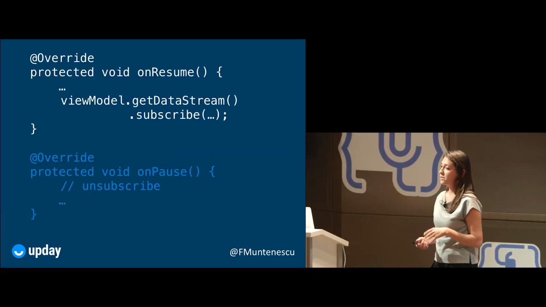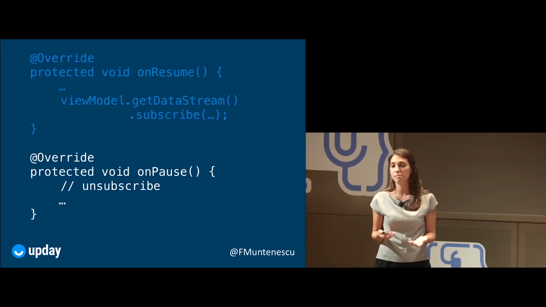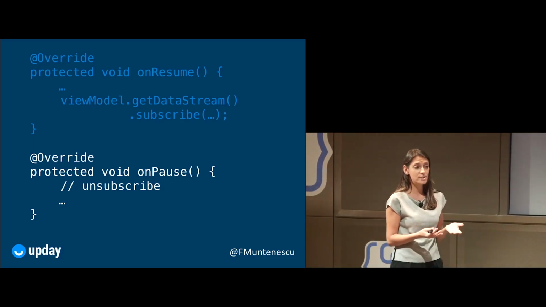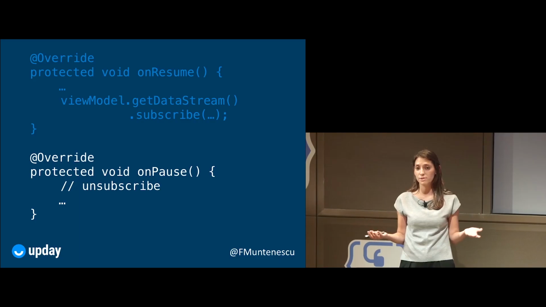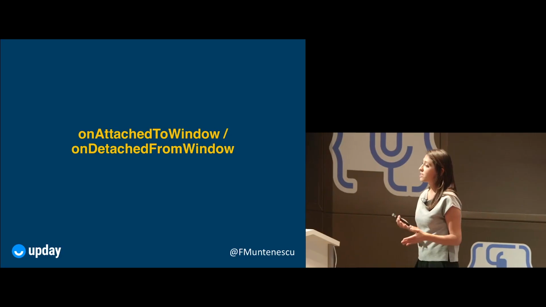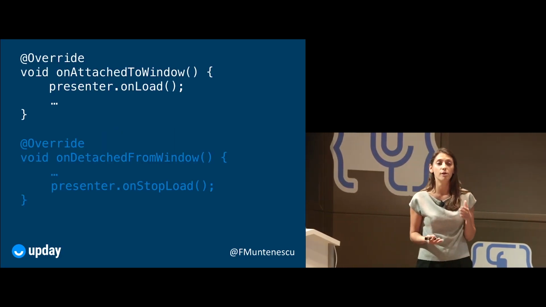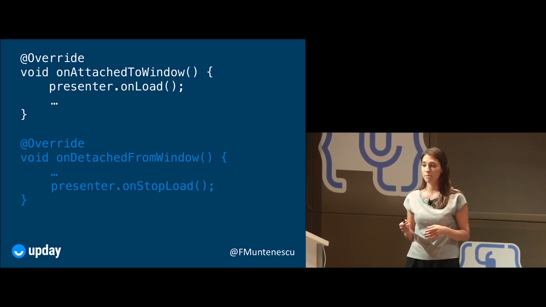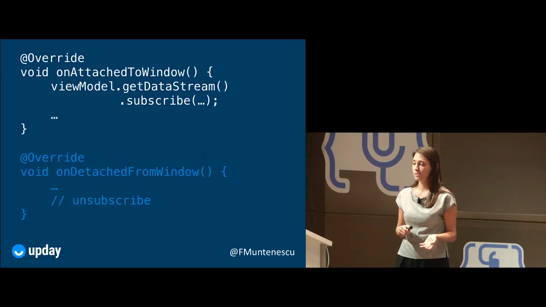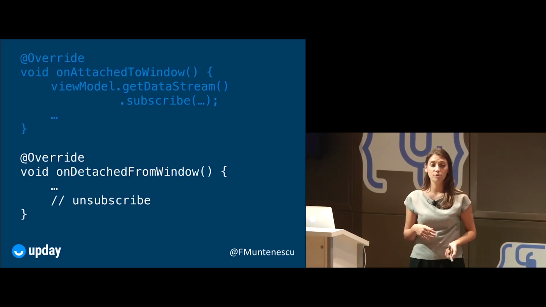Similarly, in the MVVM pattern, onResume would be the place where we're subscribing to data, and then in onPause, where we are unsubscribing. But this applies for activities and fragments. What do we do if we have views? The views don't have onResume and onPause. Well, the answer is pretty simple. We just use onAttachedToWindow and onDetachedFromWindow. On attached to window, we just call presenter onLoad, so the initialization method, and then on detached from window, presenter onStopLoad. Similar for MVVM, we would call viewModel subscribe, and then on detached from window, unsubscribe.